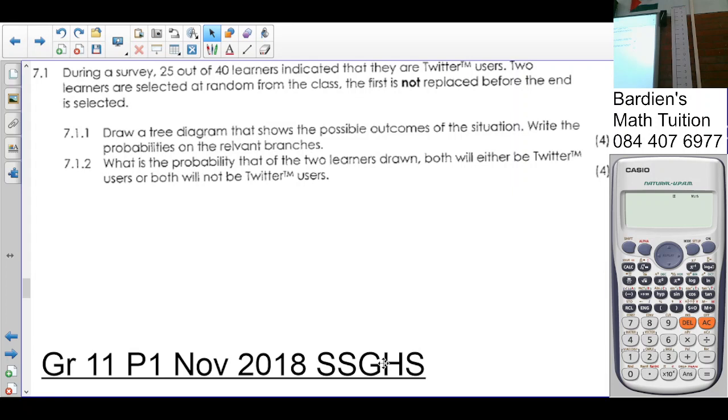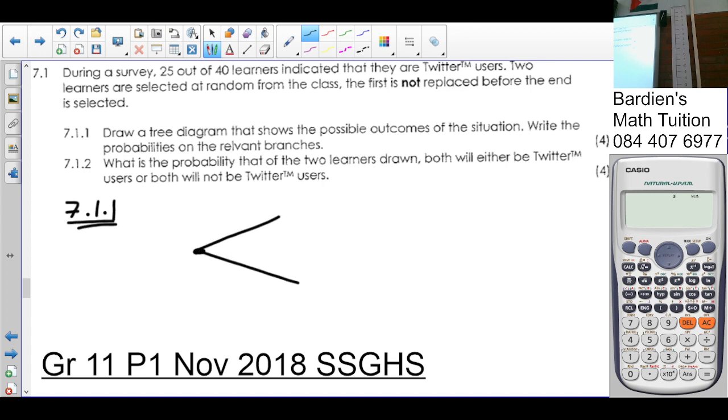So in 7.1.1, on the first draw, we say Twitter and not Twitter. That thing on top means not. So 24 out of the 40 indicate that they are Twitter users, so it's going to be 24 out of 40. So how many non-Twitter users are there in the same group? 15 out of 40, not so?